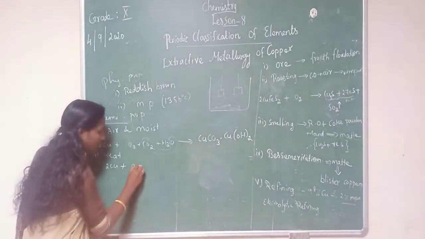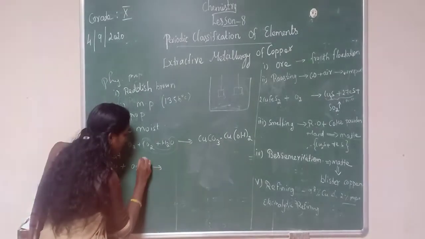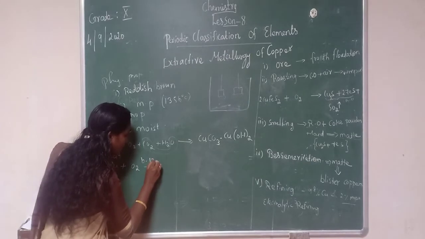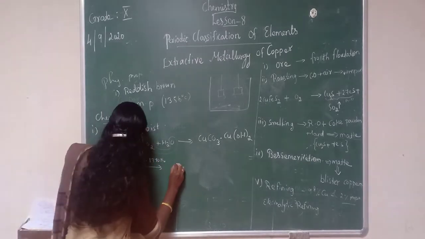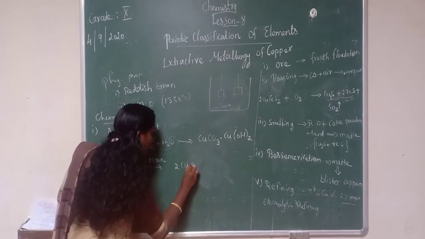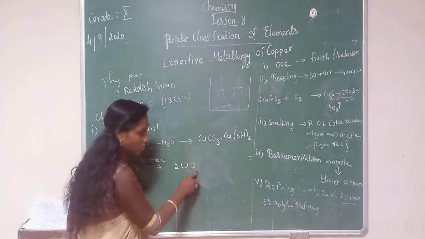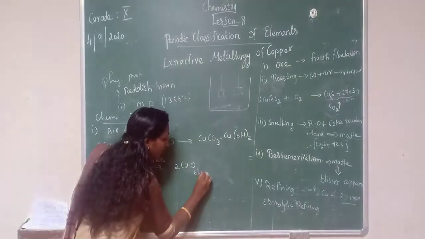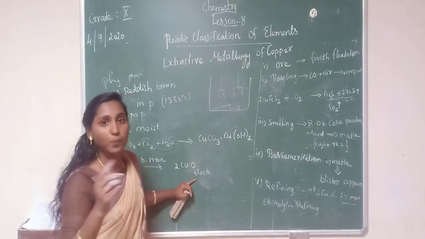Reaction with the heat. When copper reacts with oxygen below the temperature 1370 Kelvin, we will get the product copper 2 oxide. This is black in color. One more question they will ask: what is the color of copper 2 oxide?